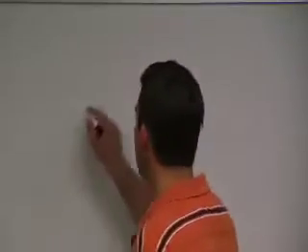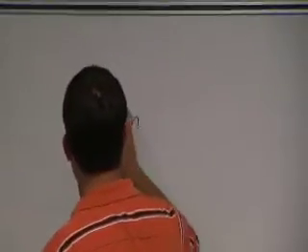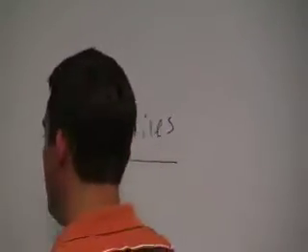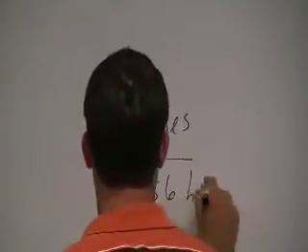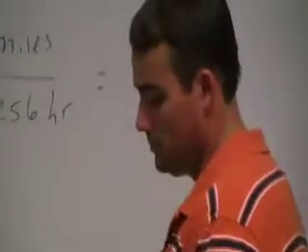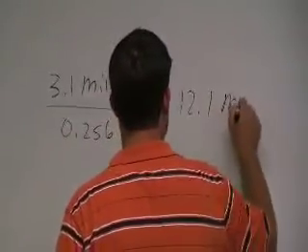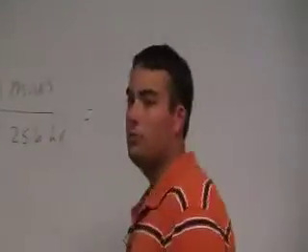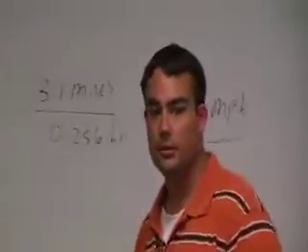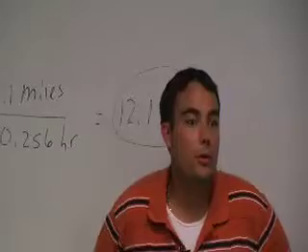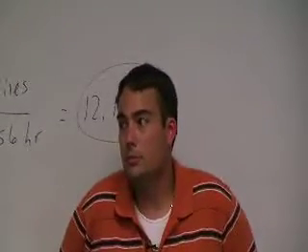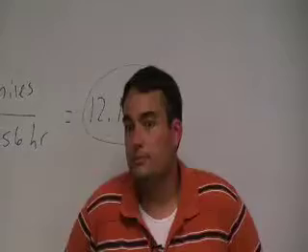So how do I get miles per hour? There you go. 3.1 miles per 0.256 hours is 12.1. So if you were in your vehicle following her for this 5K run, you would be going 12.1 miles per hour. Pretty good speed.